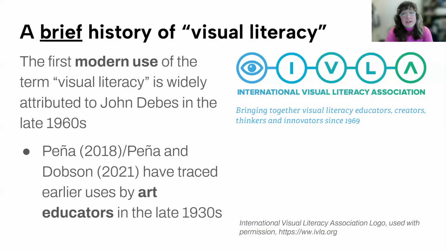Debs and fellow scholars and practitioners, many from the University of Rochester in New York, co-founded the International Visual Literacy Association, which is still around, and held the first formal conference on visual literacy that same year, 1969. However, Ernesto Pena and Teresa Dobson have traced even earlier uses of the term visual literacy to art educators in the late 1930s and 1940s. So Debs is kind of credited for coining the term, but it's been around longer than that.